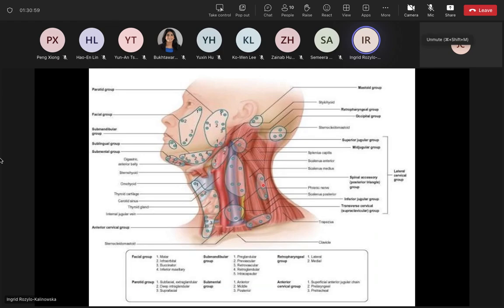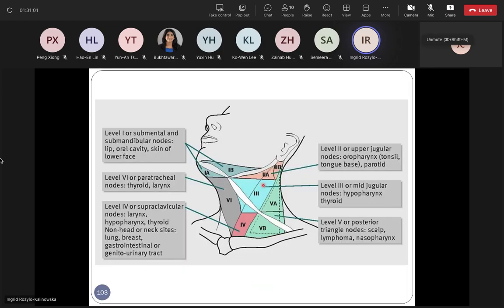So here you can see that there are 6 levels of lymph nodes. And level 1 is the submental and submandibular lymph nodes. They are under the border of the mandible all the way to the angle of the mandible, and they are divided into 1A and 1B by the anterior belly of the digastric muscle.